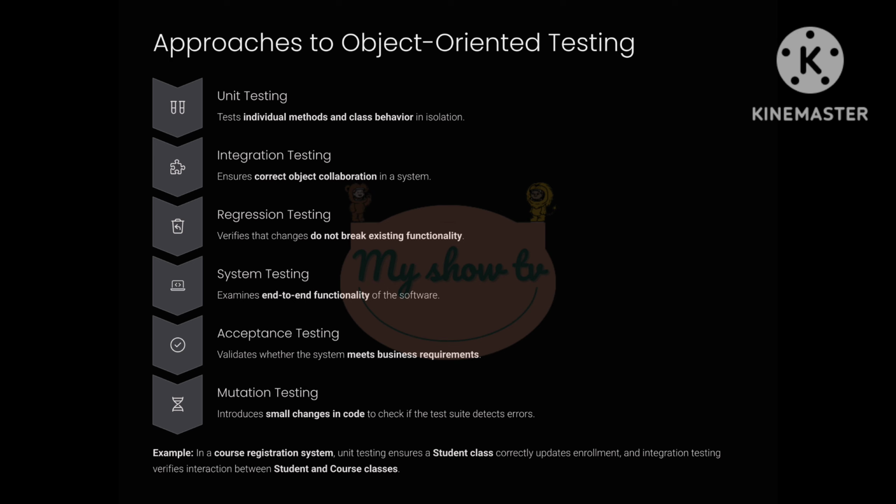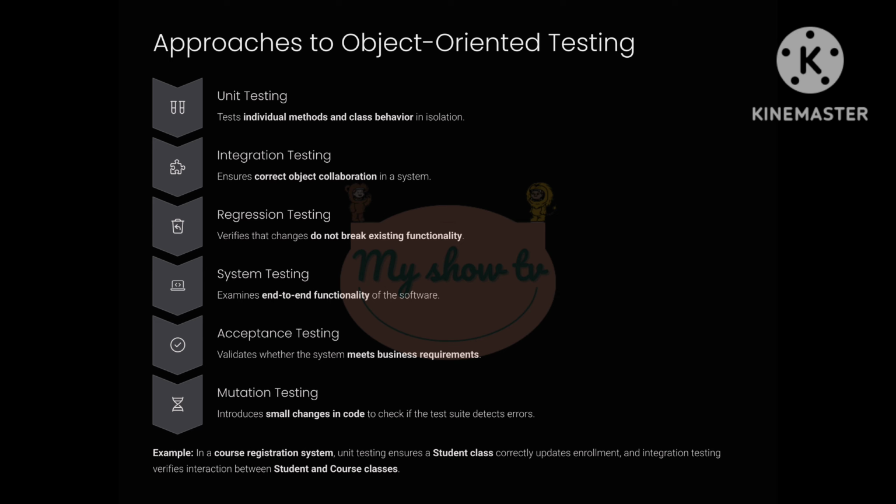Now, let's explore some of the key approaches used in object-oriented testing. 1. Unit testing. Involves testing individual methods and class behaviors in isolation. Example, in a student management system, testing whether a student class correctly updates the GPA when grades are entered. 2. Integration testing. Ensures that objects interact correctly when combined. Example, testing if a student object correctly registers for a course object and updates the enrollment count.